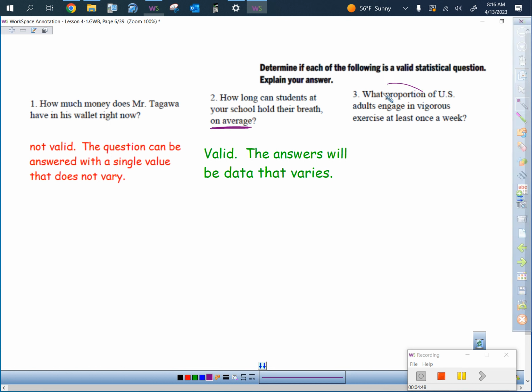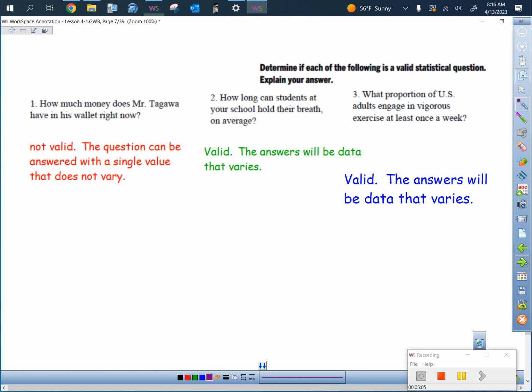What proportion of U.S. adults engage in vigorous exercise at least once a week? If you went up to an adult and asked them, could that vary from another adult if you ask them? And you ask another adult, could it vary? Since it varies, what do you think? Valid or not valid? That is valid. You can shorten that up to say answers will vary, or the data varies. So you'd say valid, the data varies, if you want to shorten that up. So that's getting a little easier.